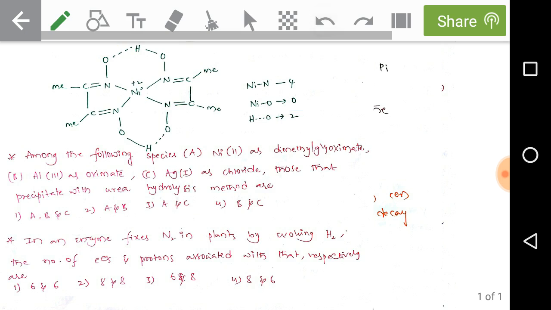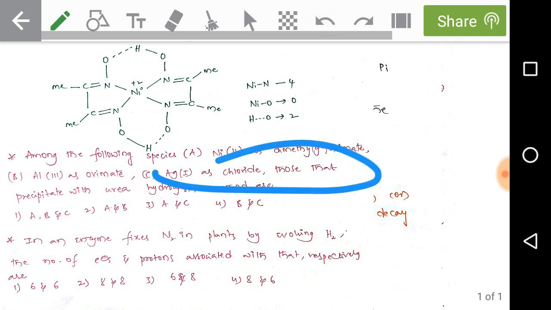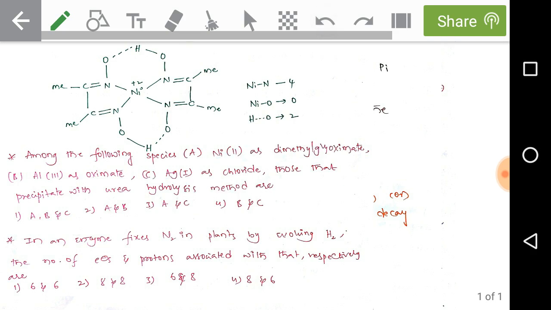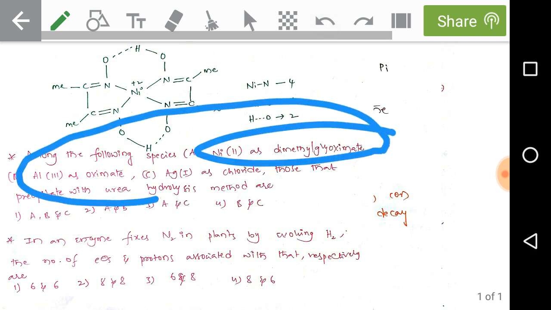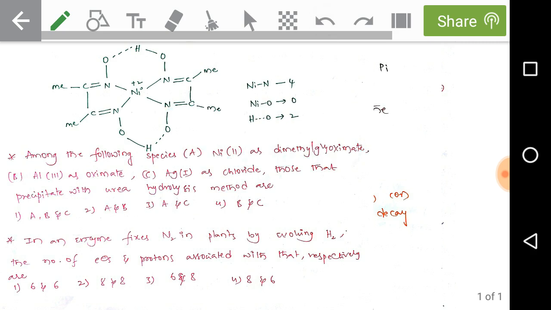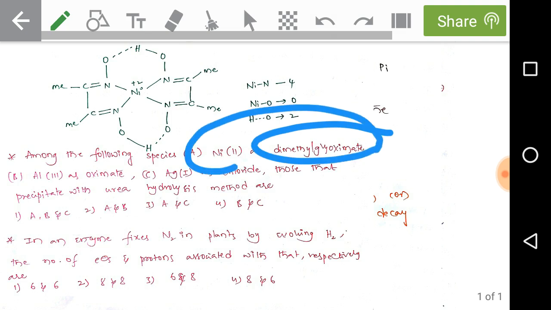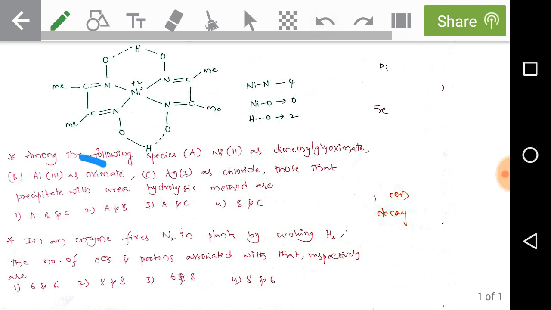Next one, among the following species, A, nickel(II) dimethylglyoximate, B, aluminum(III) oximate, and C, silver(I) chloride, those that participate in the urea hydrolysis method are, okay. In this, nickel(II) dimethylglyoximate and aluminum(III) oximate are precipitated during the urea hydrolysis method, okay. Whenever a transition metal like nickel and some other metals like aluminum have ligands like dimethylglyoximate or oximate, they are involved in the urea hydrolysis method, okay.